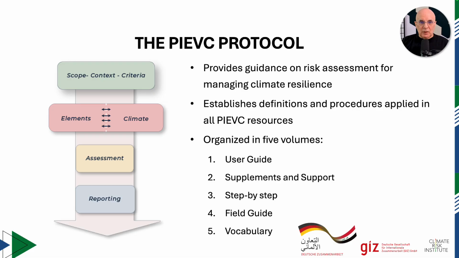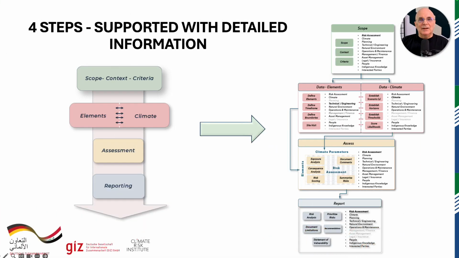The PIVC protocol itself provides guidance on risk assessment for managing climate resilience. It establishes the definitions and procedures which we use throughout the entire family of resources. The document itself is organized into 5 volumes: a user guide, supplements and support, a step-by-step procedures, a field guide, and a vocabulary document. There are 4 steps in the protocol, each of which is supported with detailed information.